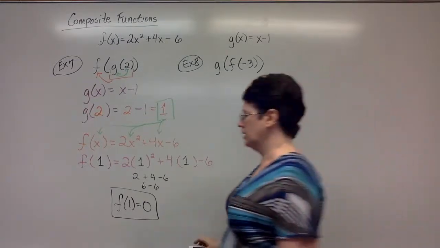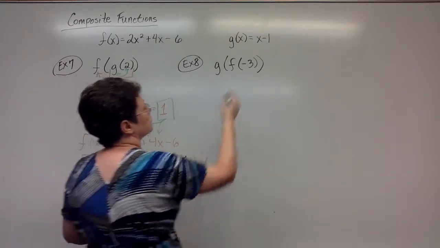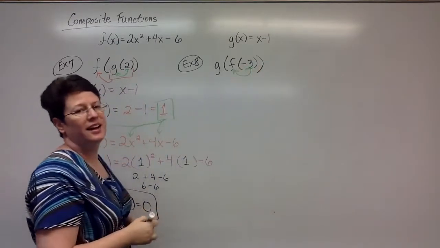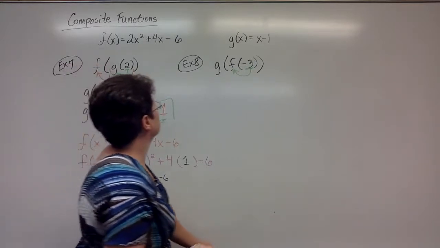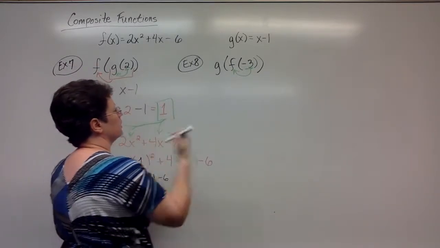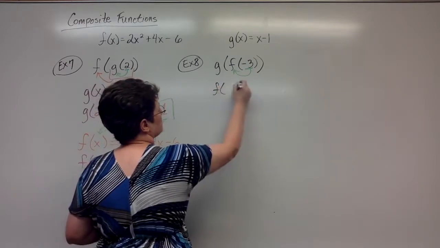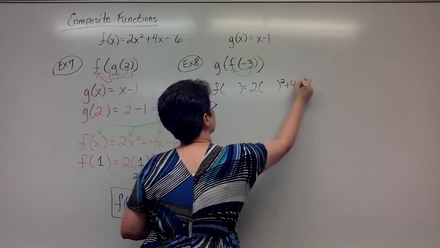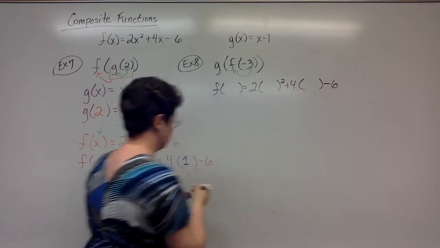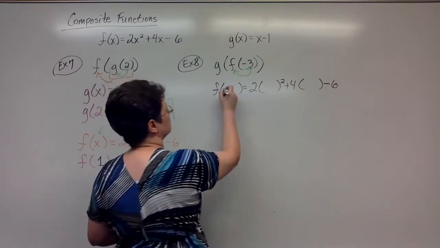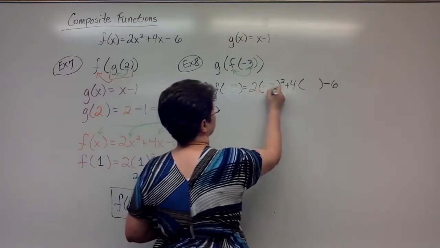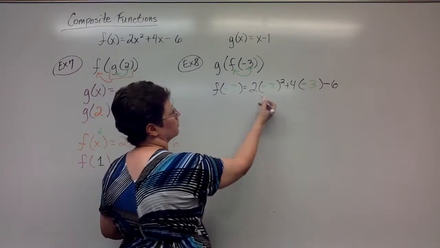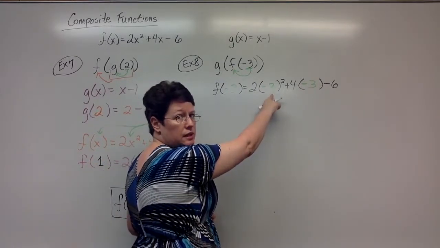Let's look at number 8. Same thing. Only this time, I'm plugging the number into the f function first. So let's write down our f function. I'm just going to go ahead and write it with parentheses. 2x squared plus 4x minus 6. Okay? What are we plugging in? Negative 3. Now, let's go through and simplify. Okay, negative 3 squared is 9.